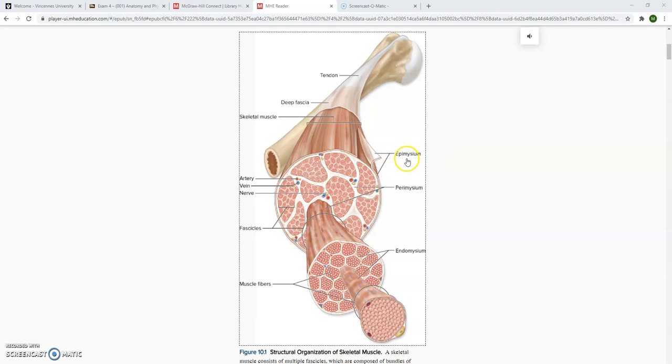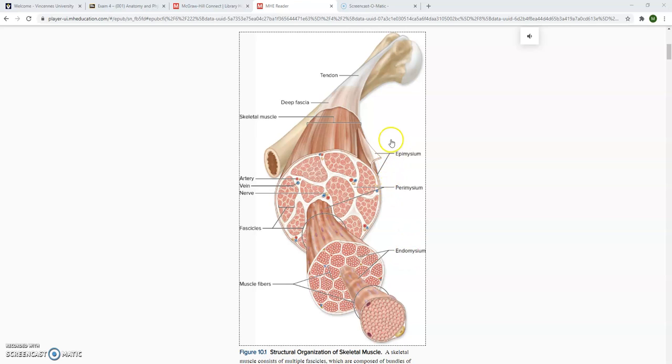And then the suffix behind that prefix is the mesium word, mesium, and that refers to muscle. Remember myo is muscle, so mesium. So that's how they name these connective tissues. And these are the three that you'll need to know.